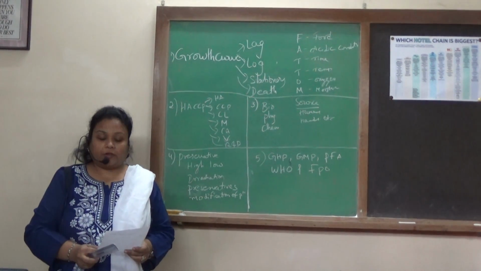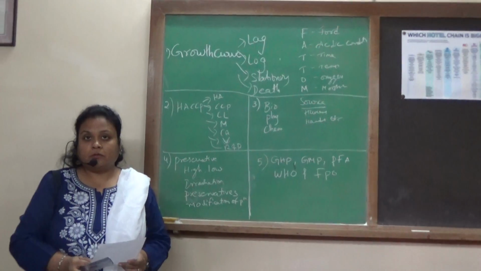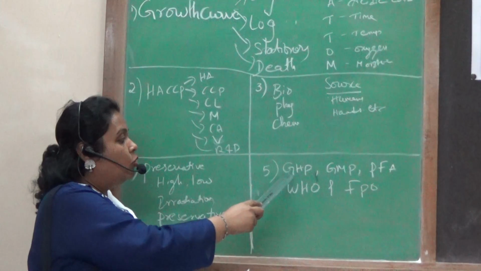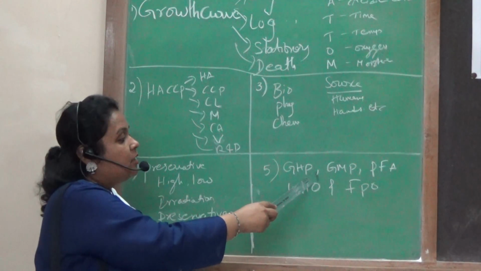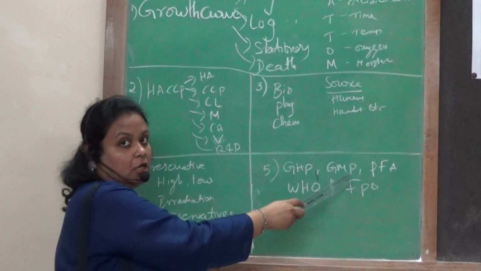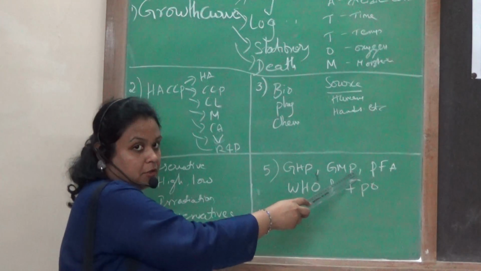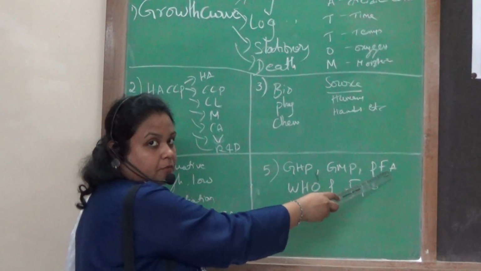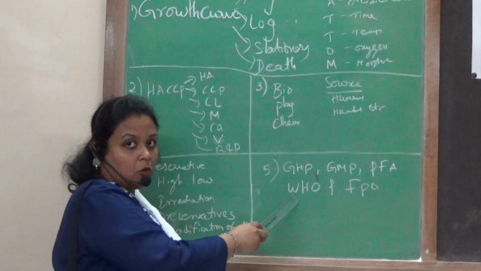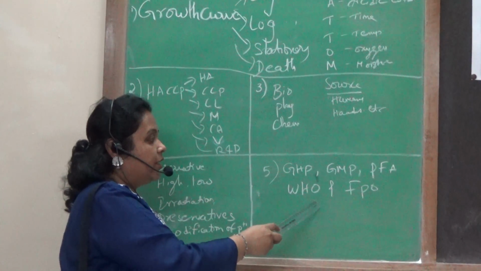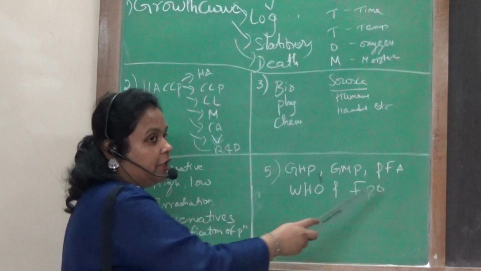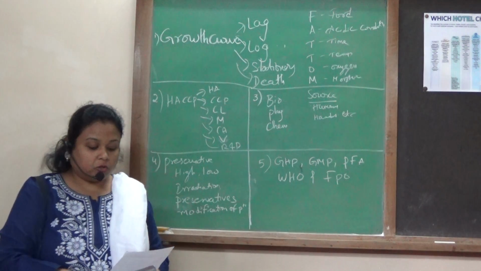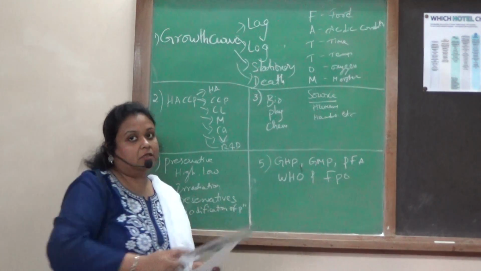Now coming to the fourth question, explain the following terms. The first term is GHP, that is good hygiene practices. Second is GMP, good manufacturing practices. Third, PFA, Prevention of Food Adulteration Act. Fourth, WHO, that is World Health Organization. And fifth, FPO, that is Food Product Order. Now this question carries 1 mark, so if you write just the abbreviation for this, that is enough.